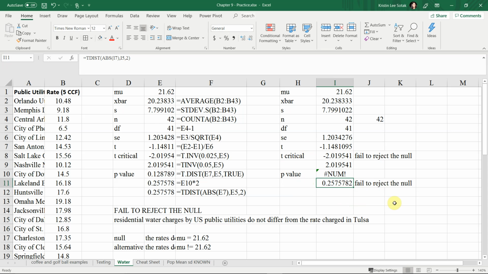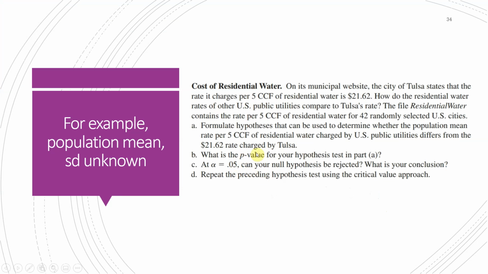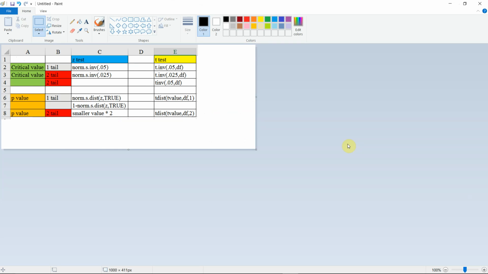So that's mostly it for the information that I asked for. What's the p-value? Can the null hypothesis be rejected? No. What's your conclusion? That they don't differ. Repeat this using the critical value approach. We did that. The only thing we didn't do is formulate our hypotheses.